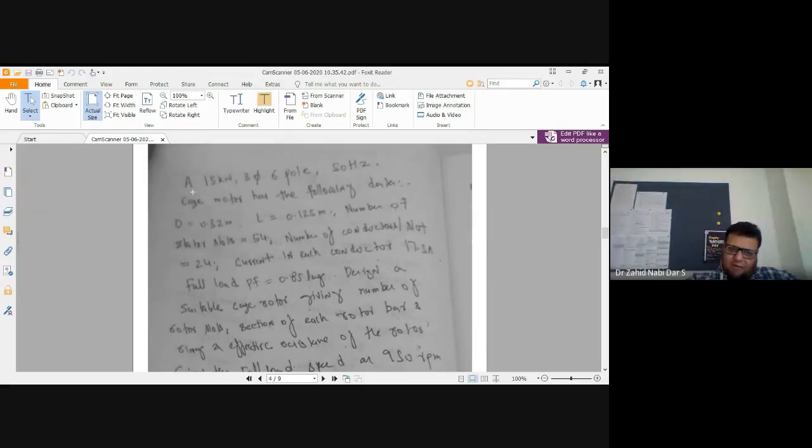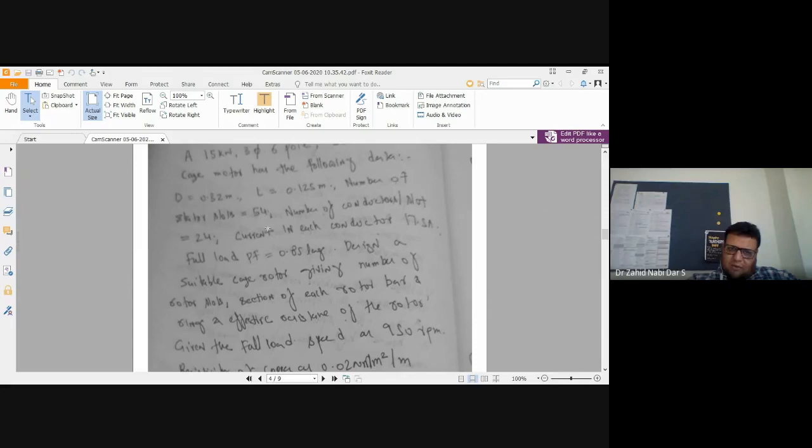A 15 kilowatt 3 phase 6 pole 50 hertz cage motor has the following data. Your diameter is 0.32 meter, your length is 0.125 meter, number of stator slots is equal to 54, number of conductors per slot is equal to 24. So total number of conductors would be this per slot multiplied by this, so it would be 54 into 24. So that one thing we came to know. Current in each conductor is 17.5 ampere. Your full load power factor is equal to 0.85, lagging.